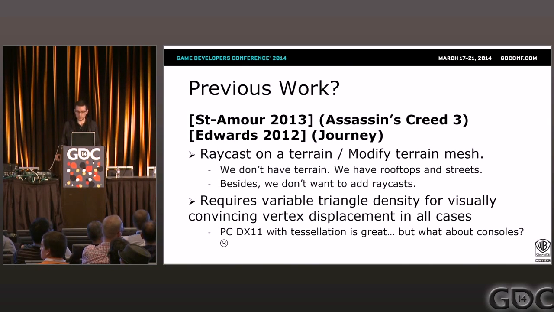Most of these approaches tend to modify and propagate deformation to a terrain. In our case, we don't have that kind of information on a unified grid, like a terrain. We mostly have rooftops and streets. While you could definitely raycast your way and figure out where you are in the world relative to the surface, we didn't want to add raycasts. And also, if you think about the organic part of the requirements, do you only raycast from feet? Obviously, no.